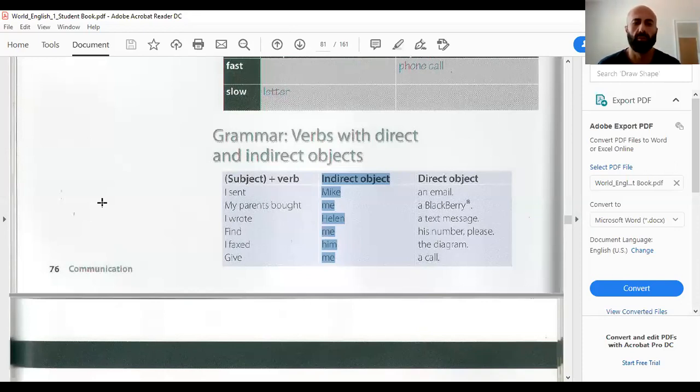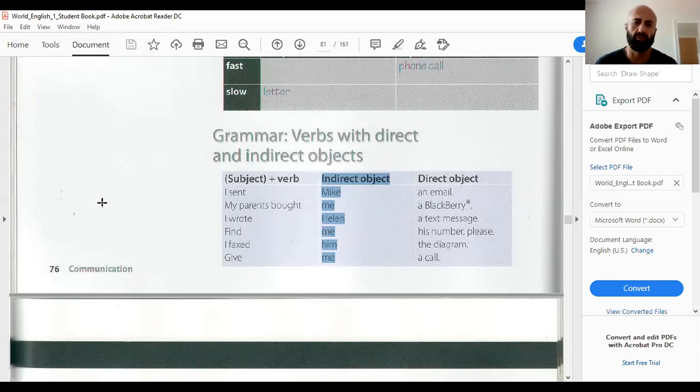Find me his number, please. Find his number for me, please. I faxed him the diagram. I faxed the diagram to him. Give me a call. Give a call to me. But it's not used much. In this example, the last one especially, it's not common. You don't say that one because it's a very settled and fixed sentence. You always use give me a call. You don't say give a call to me.